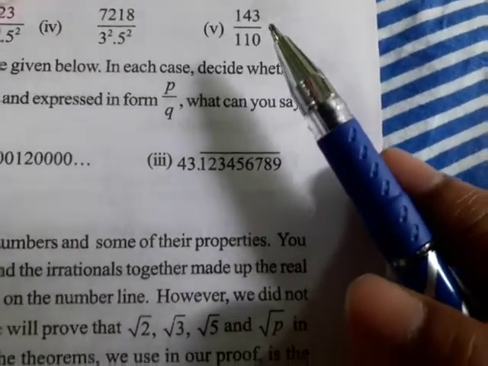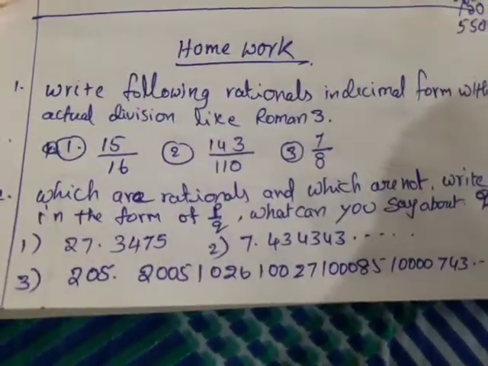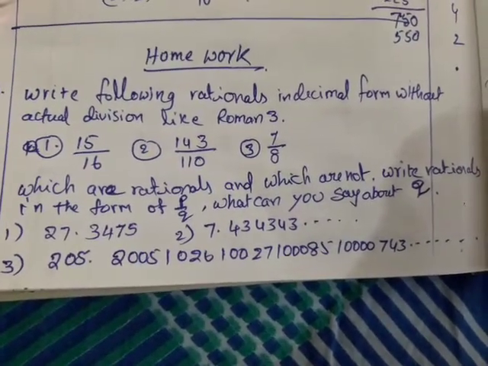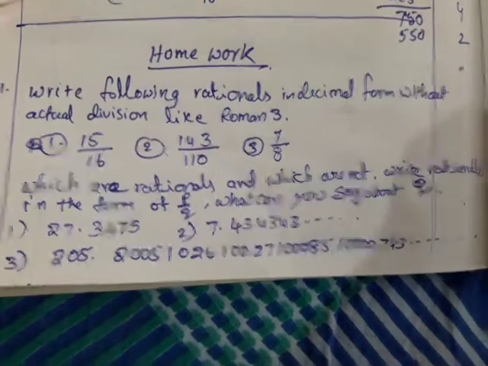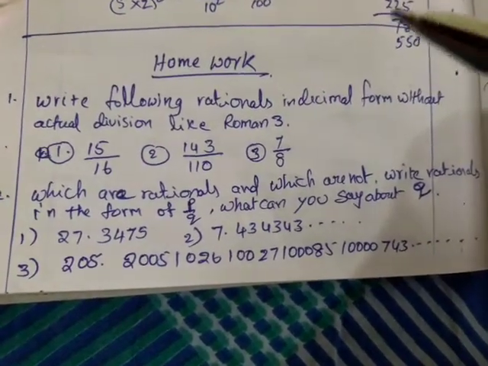Now I am giving you some homework. Look at this homework. This is your homework. Write the following rational numbers in decimal form without actual division. And like this, just as I told you, explained like that.